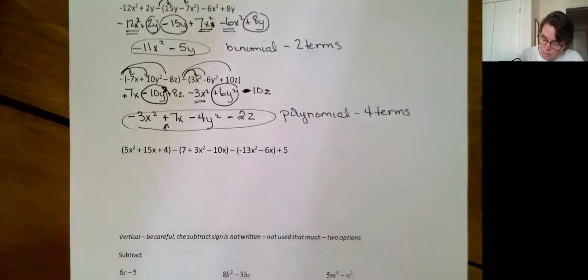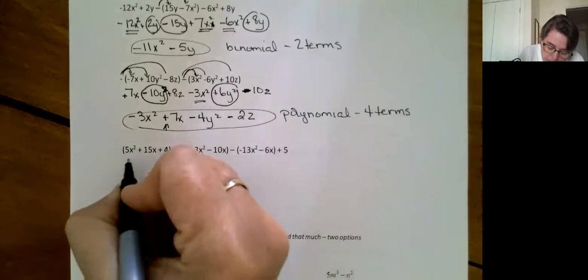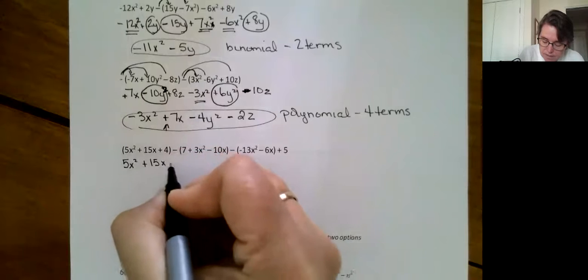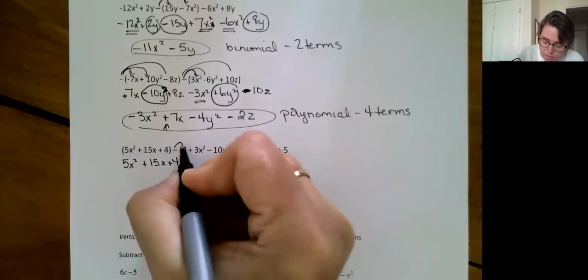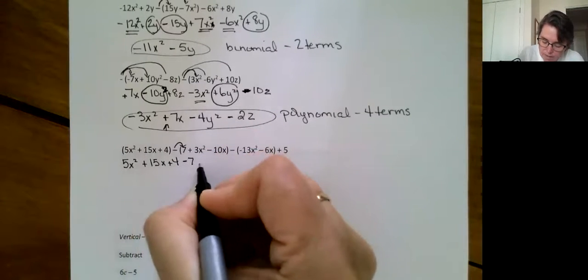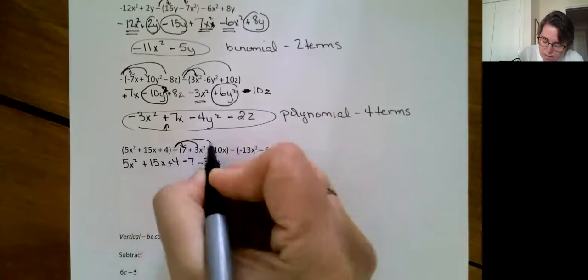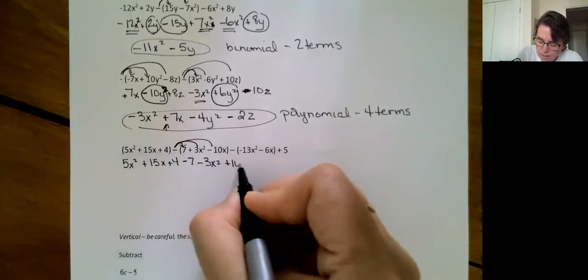All right, I guess it's the last of the horizontal ones. 5x squared plus 15x plus 4 distribute minus 7 minus 3x squared plus 10x.